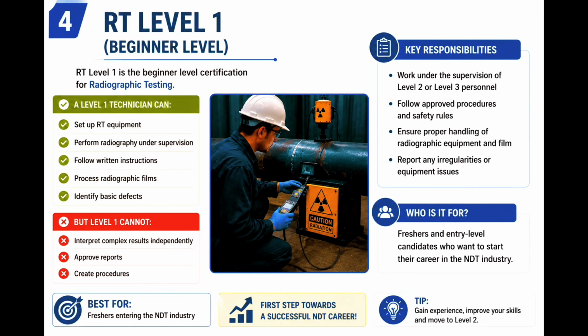RT Level 1 is the beginner level. An RT Level 1 technician can set up RT equipment, perform radiography under supervision, follow written instructions, process radiographic films, identify basic defects. But Level 1 cannot interpret complex results independently, approve reports, or create procedures. This level is best for freshers entering the NDT industry.